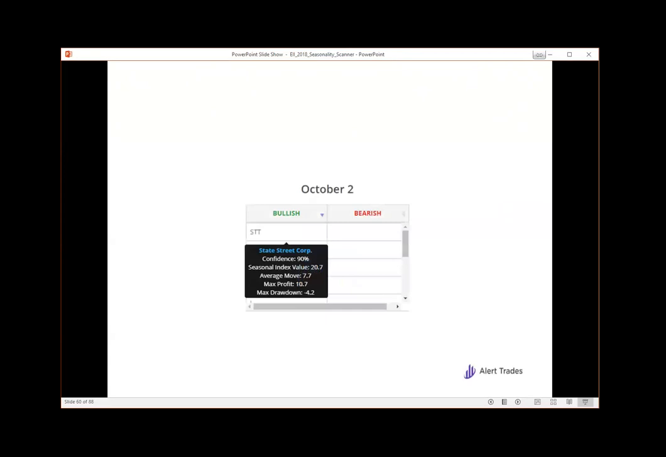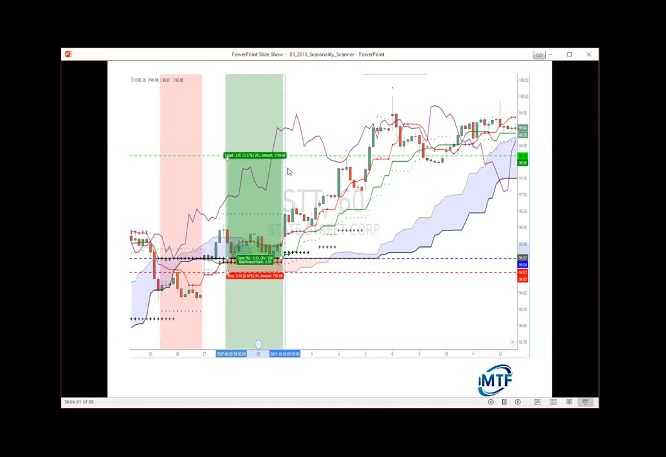So this is STT over here. You can see from October 2nd, confidence 90%, expected average move of 7.7 with a max drawdown of 4.2. So not quite the 3-to-1, but let's take a look at what happened. As you see, that green shaded area means there's a bullish opportunity, and that opportunity set up at the end of September. With that vertical line that I drew, you could have entered either a bullish breakout or a pullback, but I personally took the pullback at those crosses right there, and took it all the way until the price hit our stop loss at the green dots. And this ended up giving me a 6.8-1 reward risk ratio.